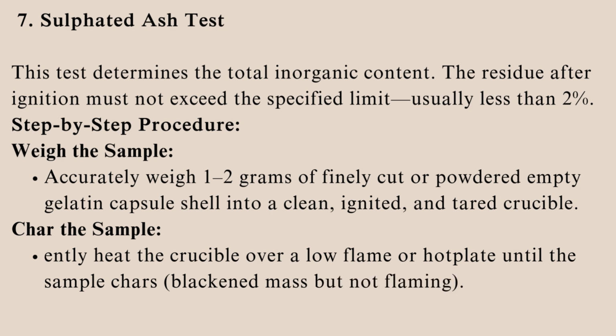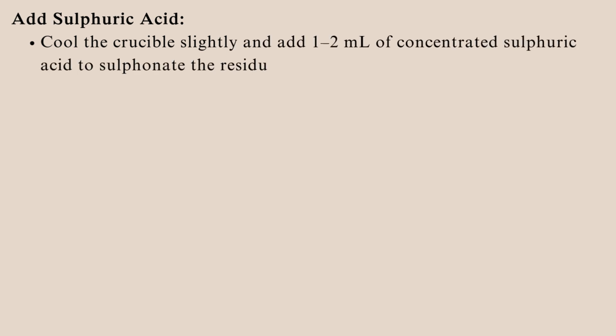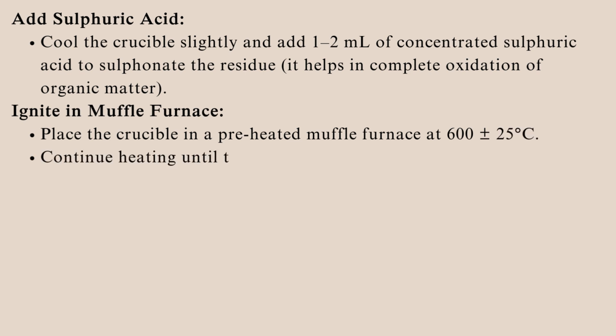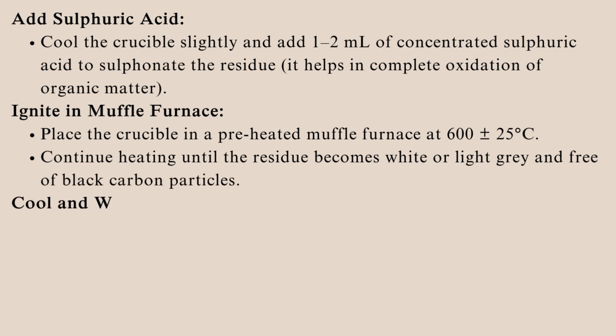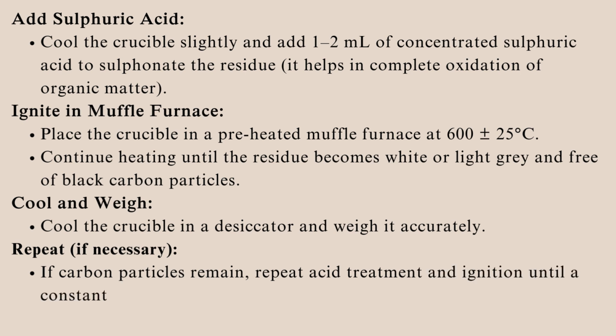blackened mass but not flaming. Add sulfuric acid: cool the crucible slightly and add 1 to 2 milliliters of concentrated sulfuric acid to sulfonate the residue. It helps in complete oxidation of organic matter. Ignite in muffle furnace. Place the crucible in a preheated muffle furnace at 600 plus or minus 25 degrees Celsius. Continue heating until the residue becomes white or light gray and free of black carbon particles. Cool and weigh. Cool the crucible in a desiccator and weigh it accurately. Repeat, if necessary. If carbon particles remain, repeat acid treatment and ignition until a constant weight is achieved.